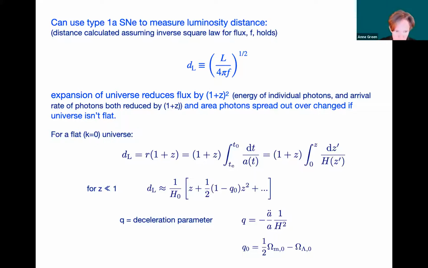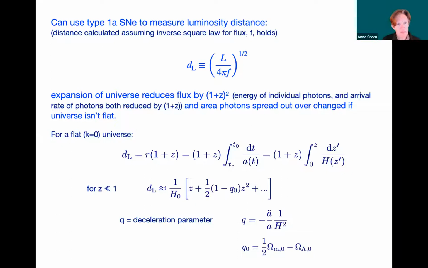So the luminosity distance for a flat universe is equal to the coordinate distance that we met in the Robertson-Walker metric earlier today, r, times this factor of 1+z. And we saw earlier that dr for photons is dt divided by the scale factor. So you take that and integrate it from when the light is emitted up to the present day. Time isn't something we can directly measure. What we can directly measure is redshift. So if you change from time to redshift, you get this expression here.